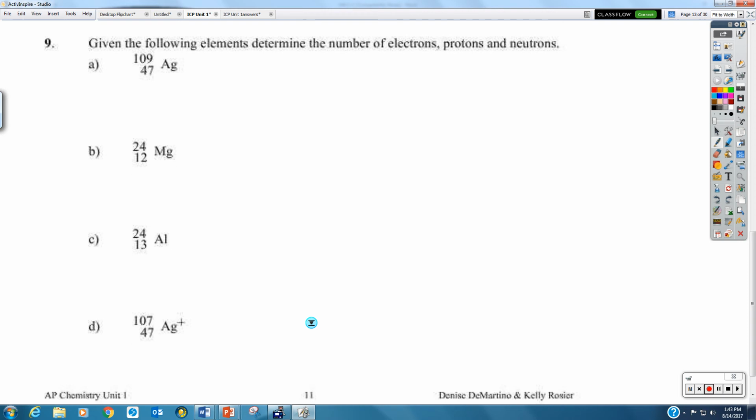So looking a little bit further down, does anybody remember what we call that arrangement of writing an element out like that?